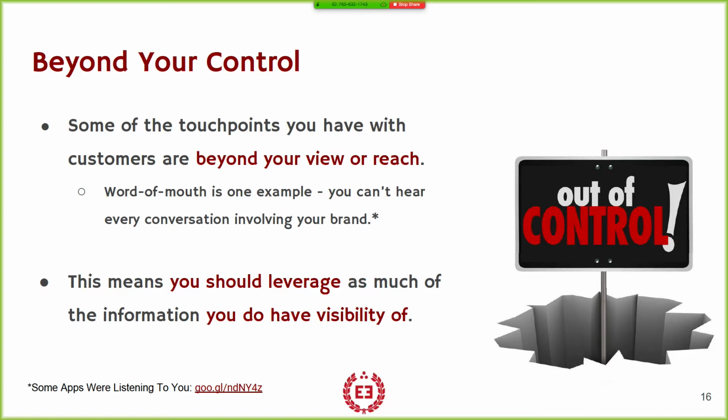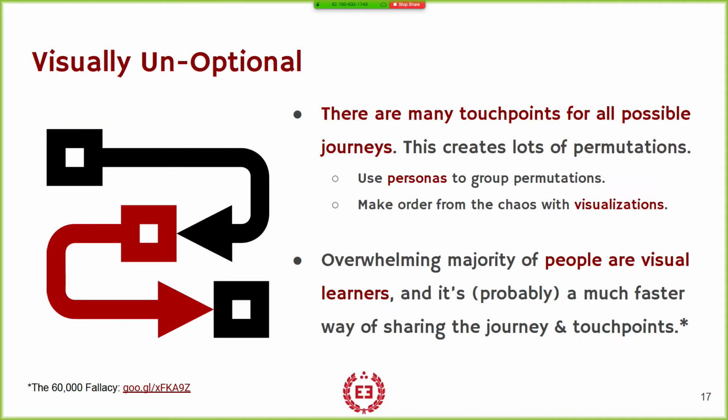So what do you do? If you can't get the whole picture, again, you only had 1 in 26 complaining, and now there are things outside of your control. What's the purpose of journey mapping? Well, the parts that you can control, you should understand to their fullest. To do that effectively, you need visuals.